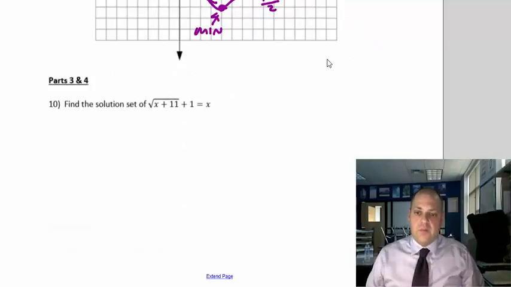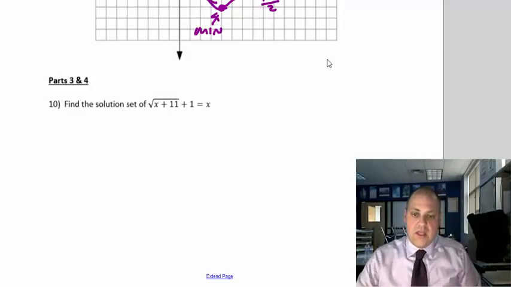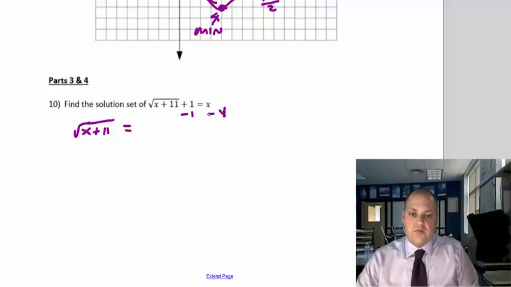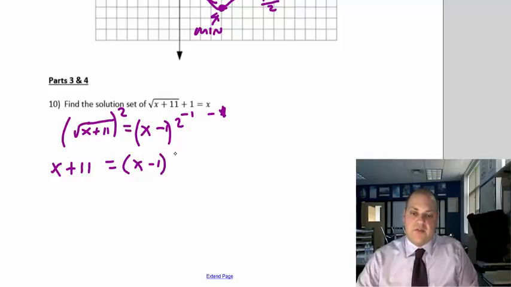Parts 3 and 4 here. We're going to do a radical graph, so make sure a radical equation. So, got to isolate the radical. A little throwback here. Subtract 1, so it'll be x minus 1. Now, square both sides. That's going to be x plus 11, and this is going to be x minus 1, x minus 1.